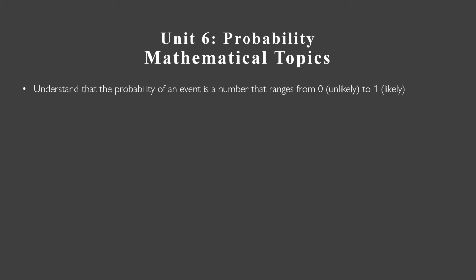These standards mainly focus on how to quantify random events. First, we need to understand that the probability of an event is a number that ranges from 0 to 1, where an event is less likely as the probability gets close to 0 and more likely as the probability gets close to 1.